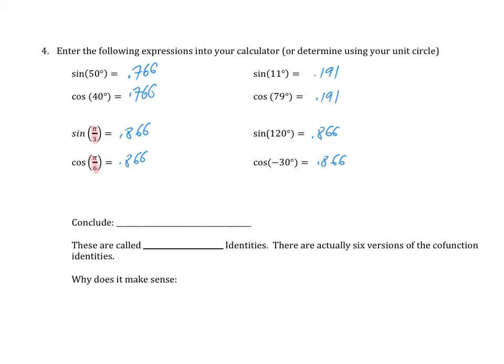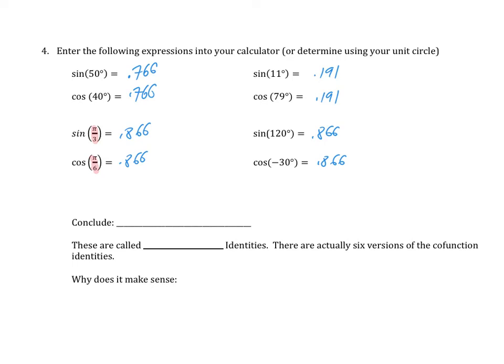Okay, I hope you found that each pair of values have the same trig ratio. So sine of 50 is the same as cosine of 40. And sine of pi over 3 is the same as cosine pi over 6. Sine of 11 is the same as cosine of 79. So we need to figure out what's true about these angles. So if you think about it, or stop the video, think a little bit, and see what you notice about these angles, and then come back.